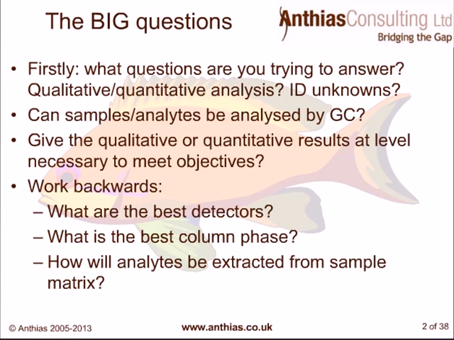So when you're thinking about developing a method, work backwards. Which are the best detectors, especially if you want to identify unknowns? Something like a mass spectrometer or maybe even an infrared detector might give you those answers. What is the best column phase? The most standard column phase is an NX5, something like a DB5 or an HP5, maybe MS on the end of it if you do have a mass spectrometer. But is there a better stationary phase that can separate your analytes much easier? And how will your analytes be extracted from the sample matrix?